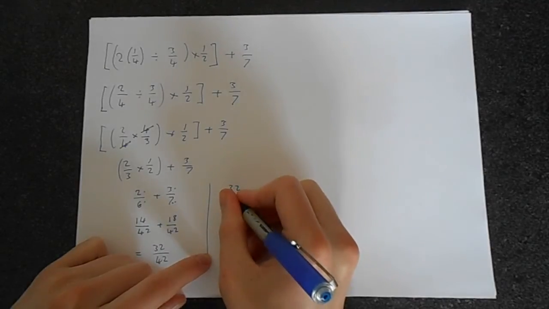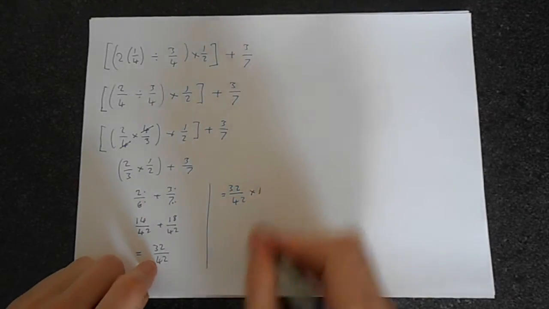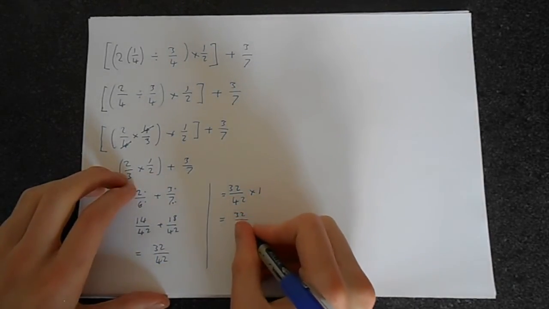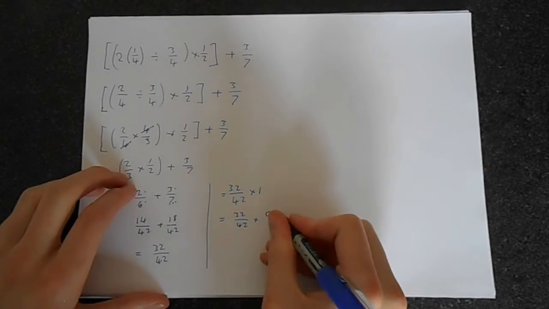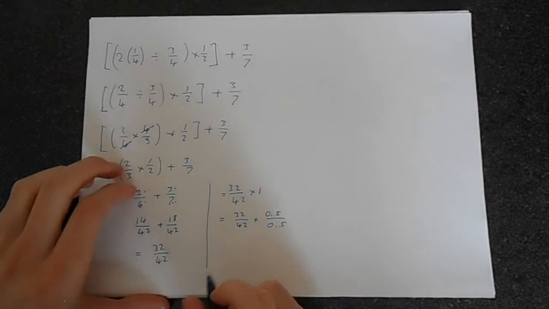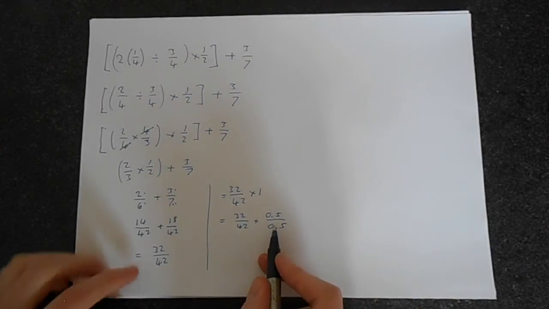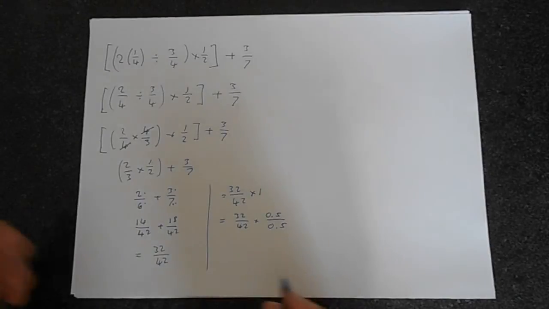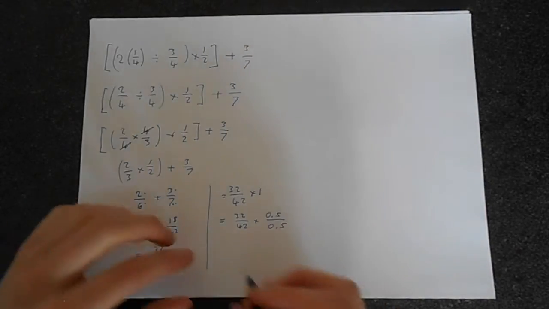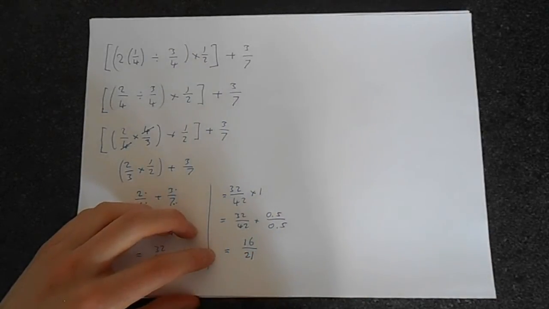32/42 is the same as that times 1, which is the same as 32/42 times 0.5 divided by 0.5. 0.5 over 0.5 is 1. Anything divided by itself is 1. So this is true, and we've not changed anything. We've just timesed it by 1. Same thing, no difference. This is perfectly allowed in maths. And the result is that you get 16 over 21.